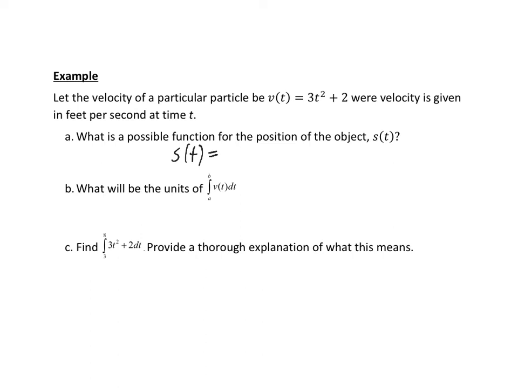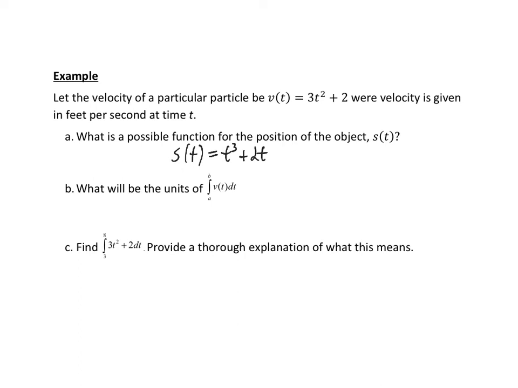Well, hopefully you thought to yourself, okay, if you took the derivative of t cubed, that would give you the 3t squared. And if you took the derivative of 2t, that would give you 2. So s of t equals t cubed plus 2t is a possible position function for that velocity function. And you'll understand, hopefully in future videos, why I'm saying that's just one possibility. There's actually multiple possibilities.